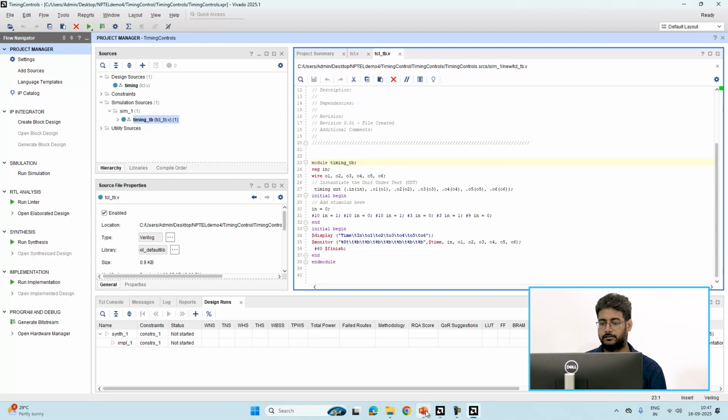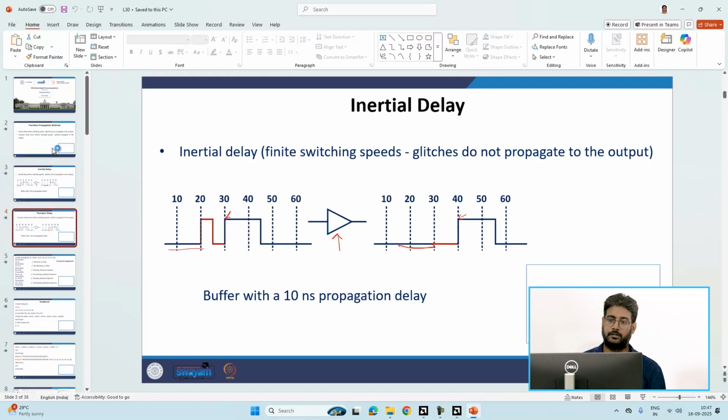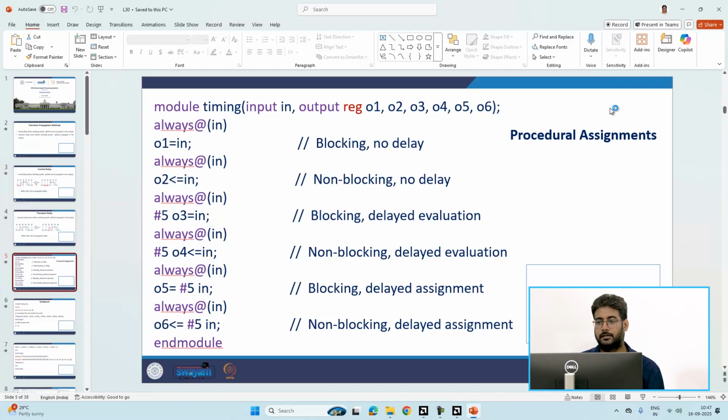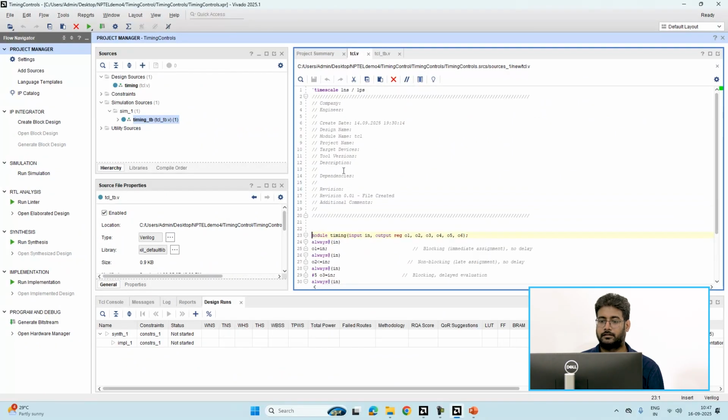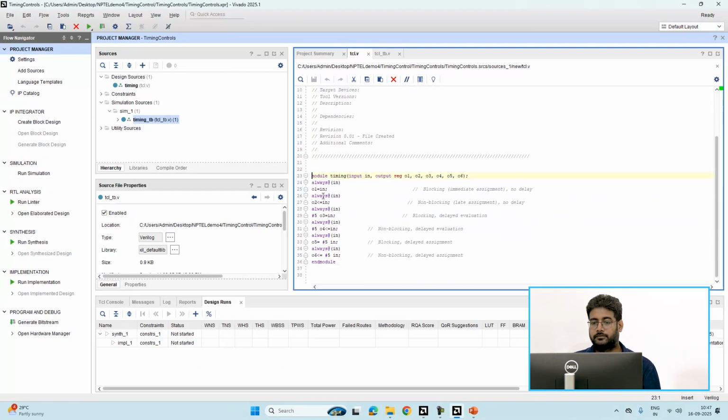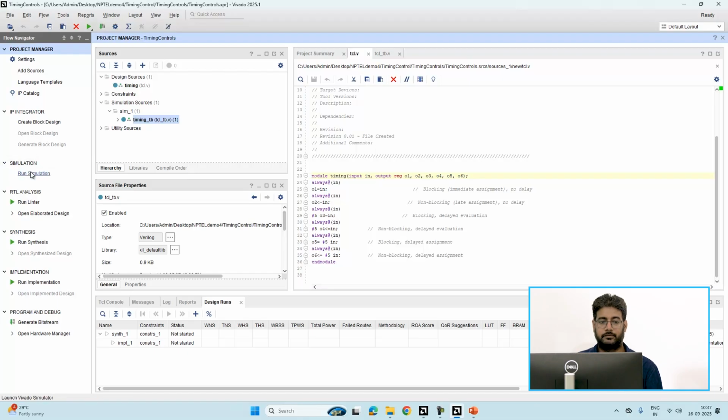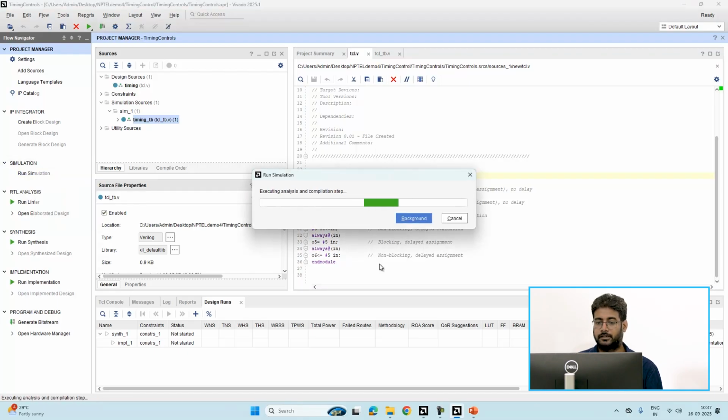The first one is this. Corresponding to this lecture, the code is the first code, procedural assignments. The first is blocking, that is immediate assignment without any delays. So o1, that is our output, and in is our input. Always at the rate of input, whenever input changes, o1 will be assigned immediately the value of input. We will run this first and then it will be easier to describe.